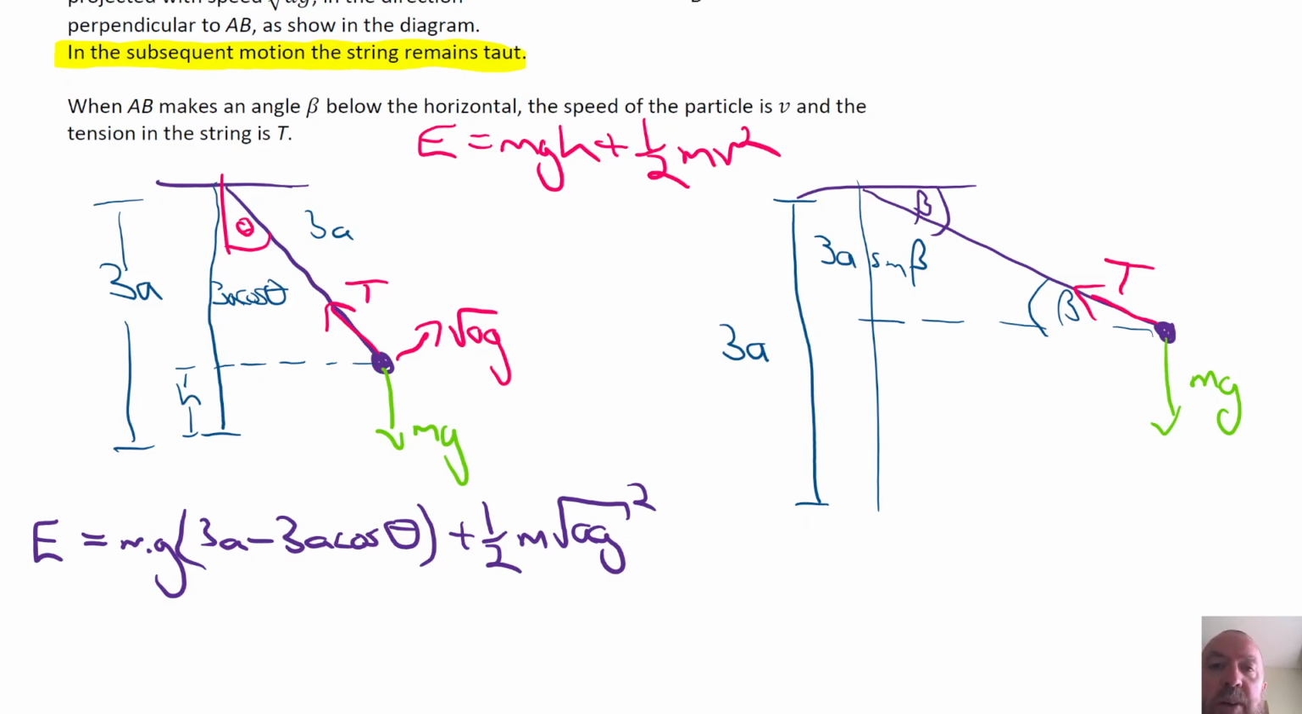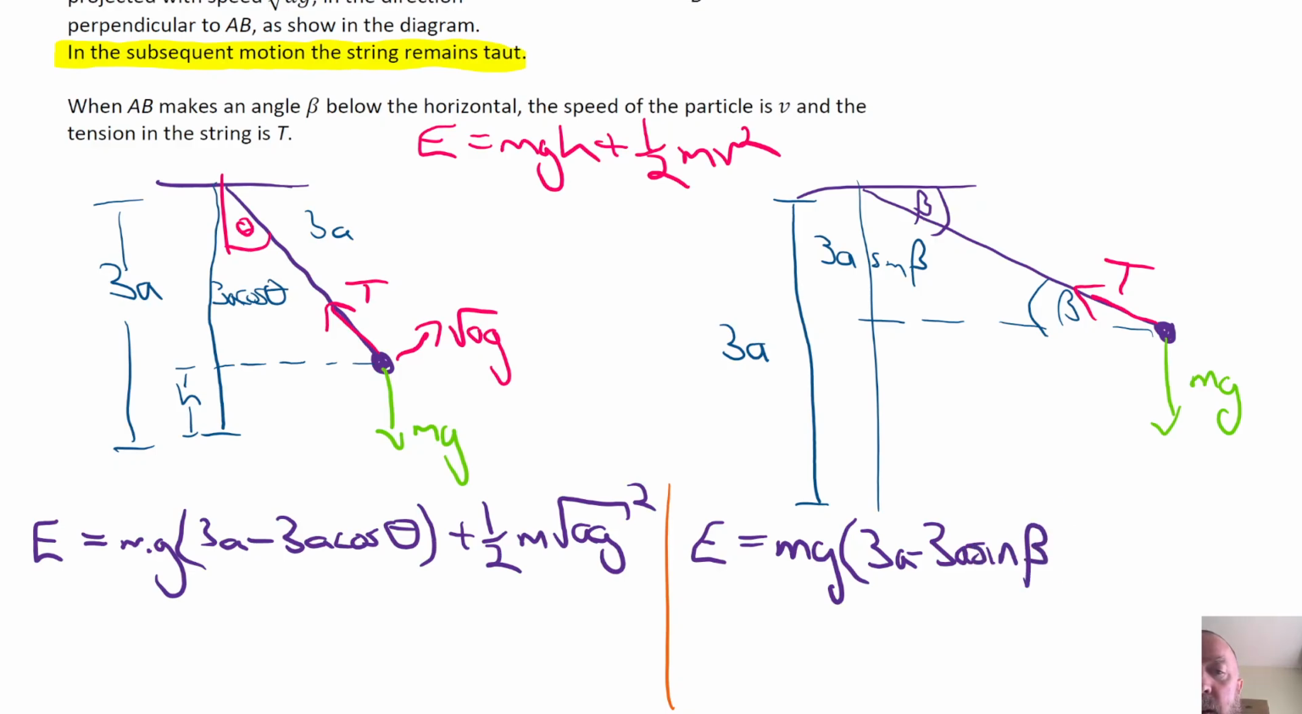So in this new scenario, or at this new part of the subsequent motion, the energy is mg times 3a minus 3a sine beta, bracket, plus a half mv squared. And that 3a minus 3a sine beta is not obvious in the marking scheme, where the hell they got their numbers, or that this is what they're doing.